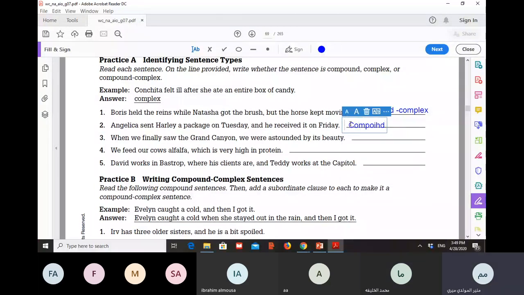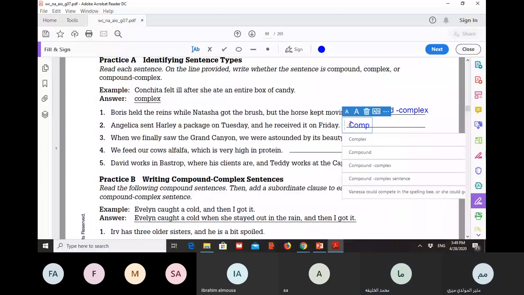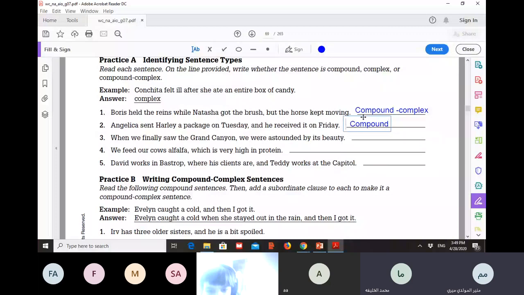But teacher, we can't remove "and he received it on Friday." Did I say that you can omit it? The part that you can omit is not in the compound sentence. Listen to me. The part that you can omit.